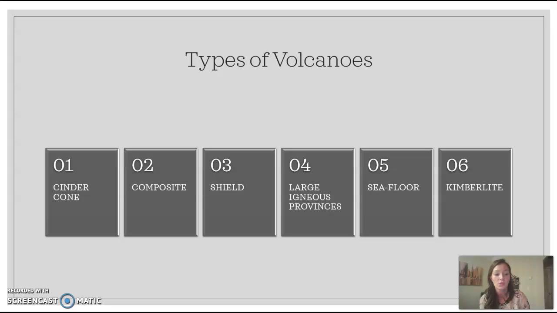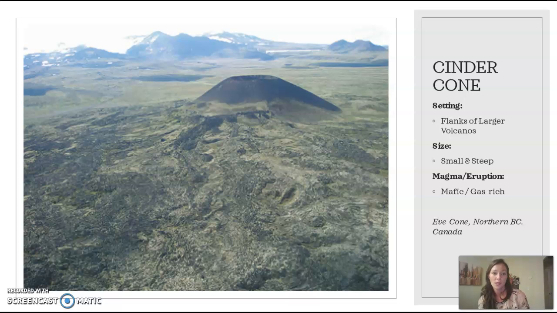kimberlite volcanoes. The cinder cone volcanoes are more of like a smaller volcano that are on the side or on like the base of more larger volcanoes. The magma that erupts is more mafic and is very gas rich, like carbon dioxide that it releases. An example of a cinder cone volcano is the Eve cone that the text gives.